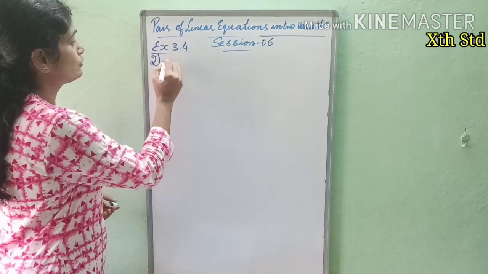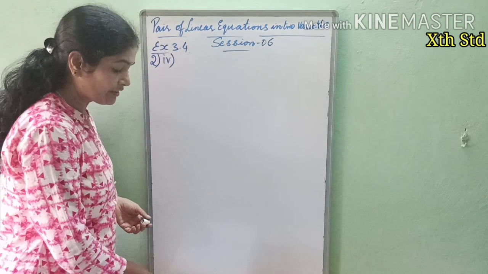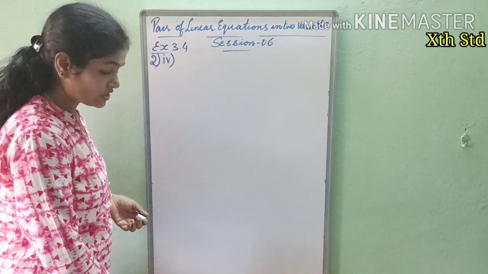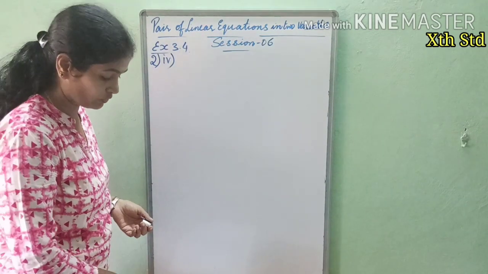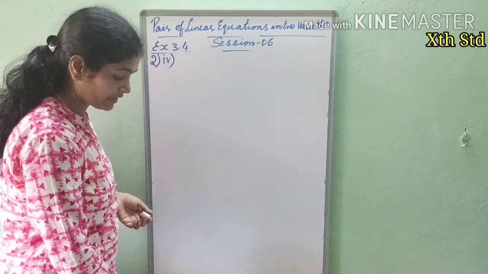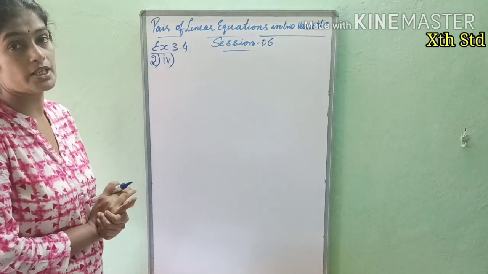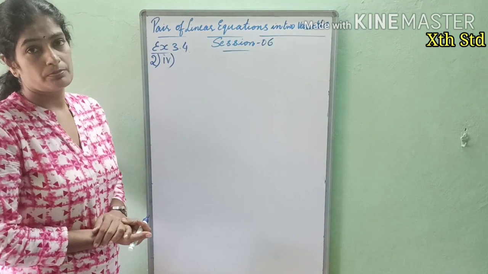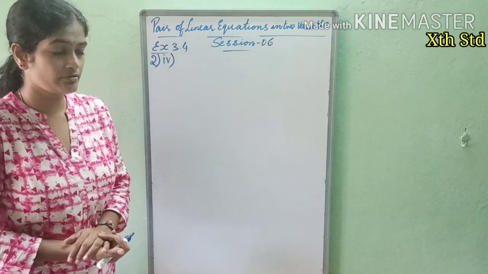Let's see the fourth one. It says that Meena went to a bank to withdraw rupees 2000. She asked the cashier to give her 50 and 100 rupee notes only, and she got 25 notes in all. Find the number of 50 rupee notes and 100 rupee notes she received. So let the number of 50 rupee notes be x and that of 100 rupee notes be y. Two variables, we will take.